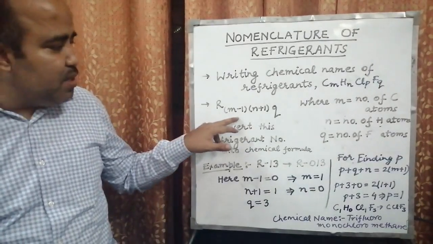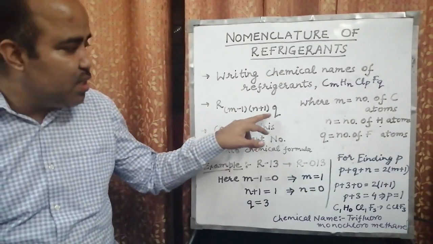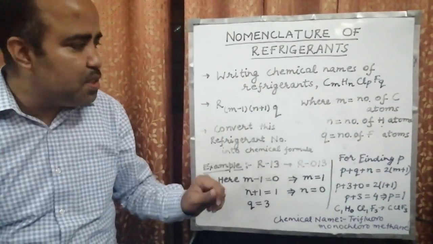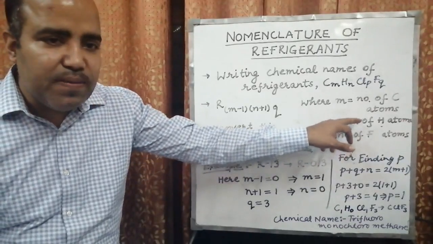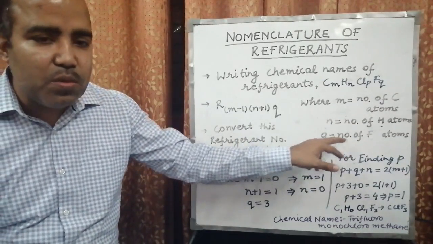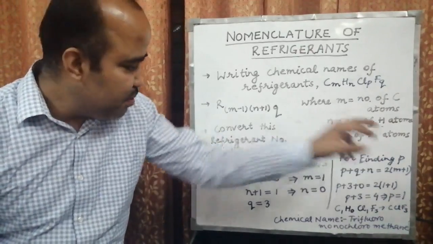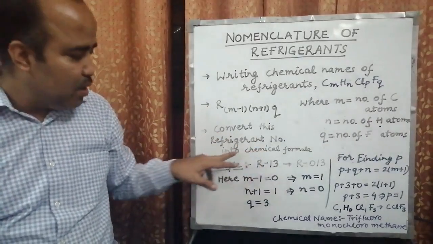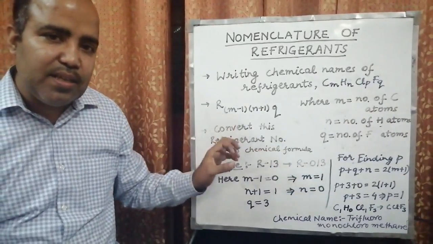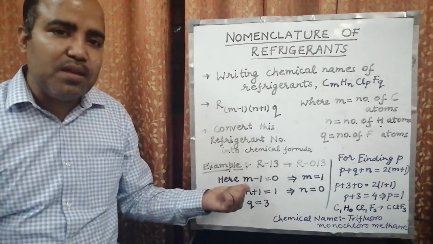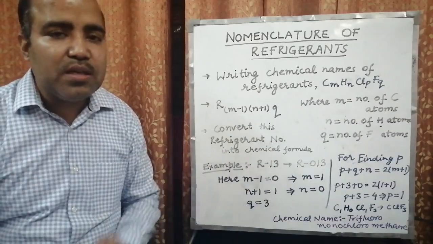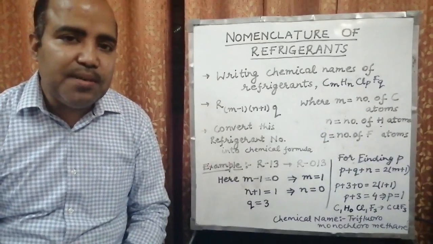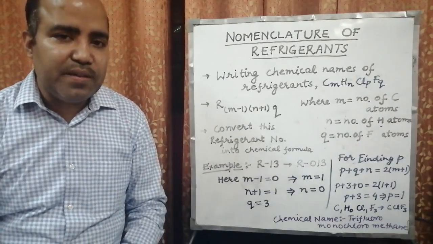Now in this R(M-1)(N+1)Q, M is equal to the number of carbon atoms, N is equal to the number of hydrogen atoms and Q is equal to the number of fluorine atoms. So first we have to convert this refrigerant number into the chemical formula, and then we will convert this chemical formula into the chemical name. Let us take an example to clearly understand the nomenclature of refrigerants.